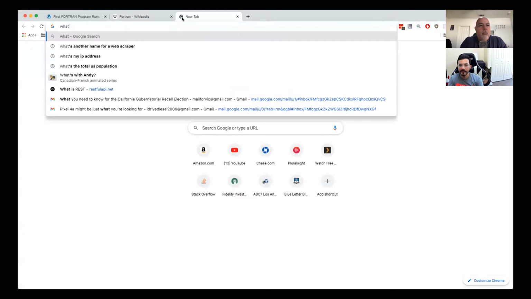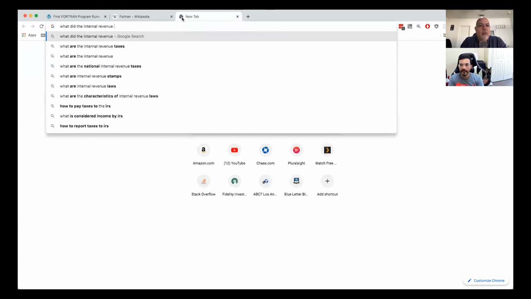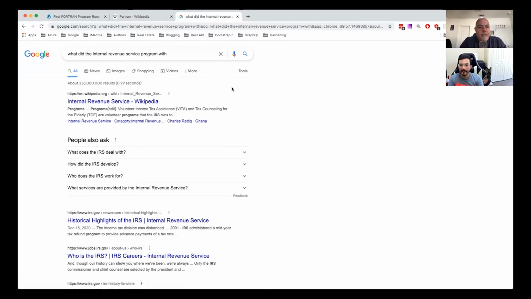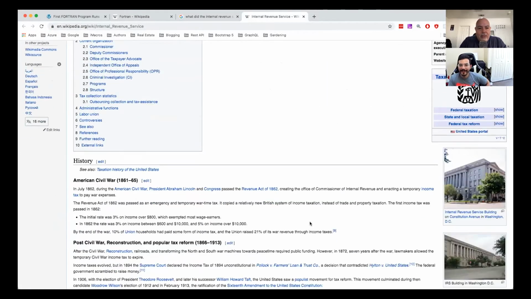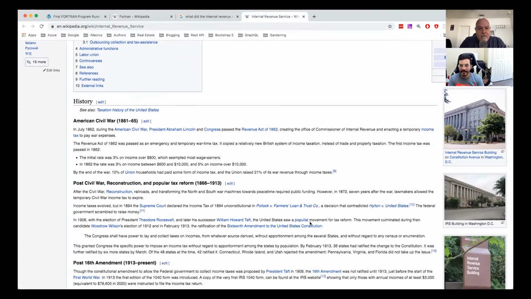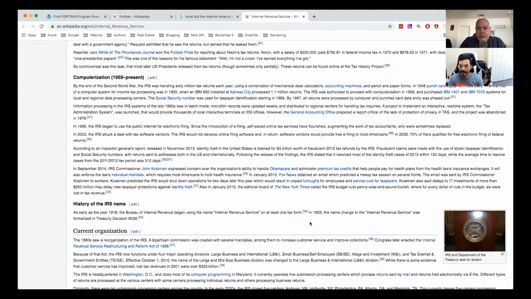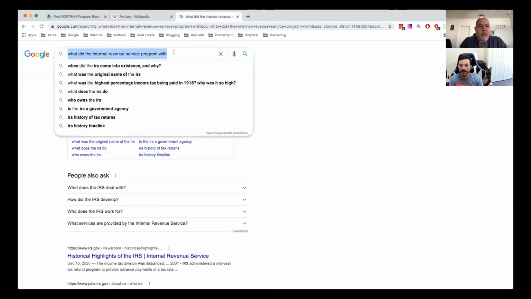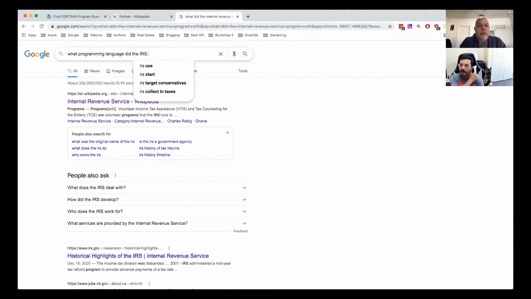Let me see. What did the Internal Revenue Service program with? Let's look at that. IRS, because they ran into problems after all their programmers retired. And I want to say that FORTRAN was one of those languages. Yeah, no, it doesn't say. Wow, this goes way back in time. Yeah. But what if I say, what programming language did the IRS use?